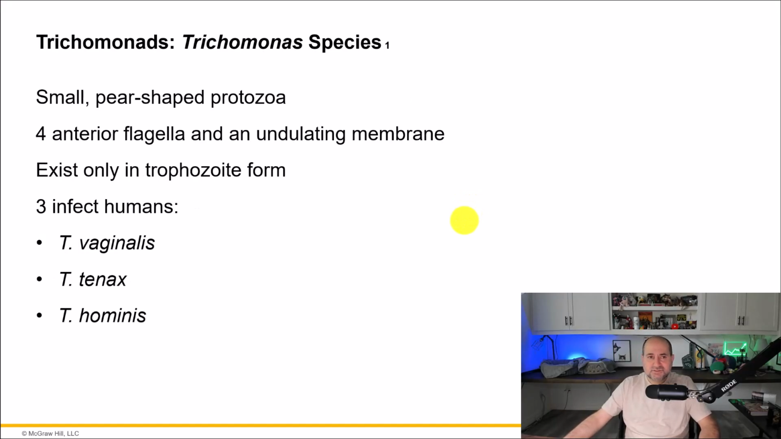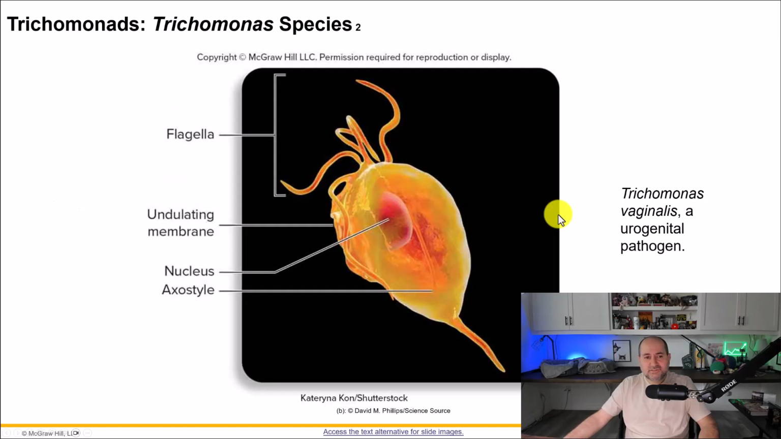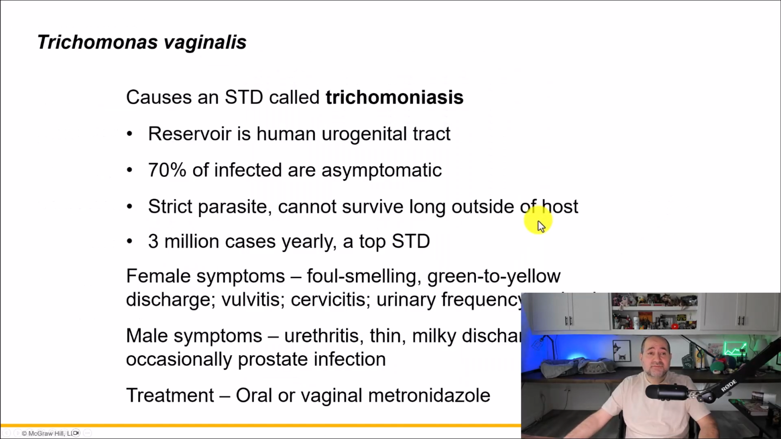Next, we discussed the Trichomonas. Remember that these have 4 anterior flagella and an undulating membrane. They exist only in the trophozoite form. And Trichomonas vaginalis causes a common STD, trichomoniasis.